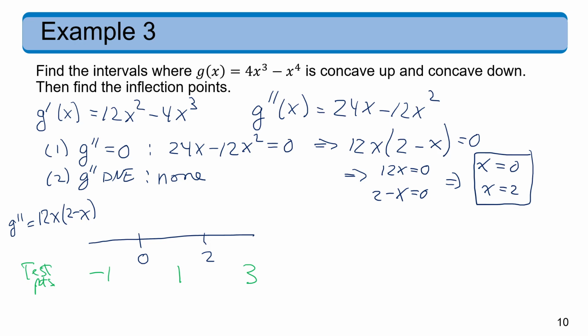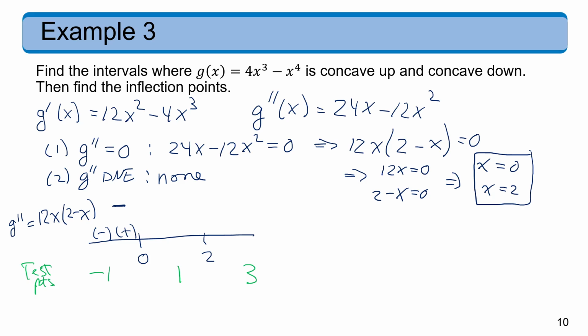Okay, let's take our test point -1. When we plug it in here, we get -12. And then in the parentheses, 2 minus -1, that's 2 plus 1. So the first factor was negative, second factor positive. So that product will be a negative number.